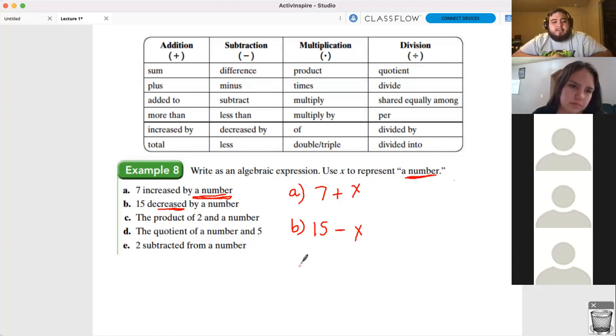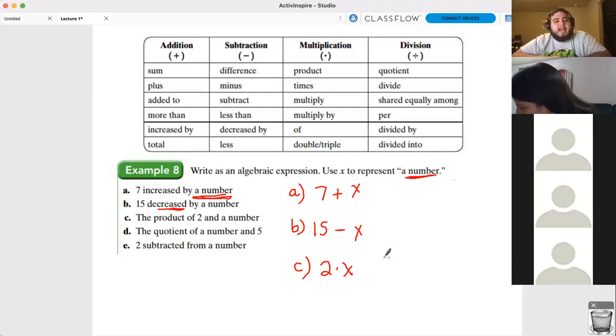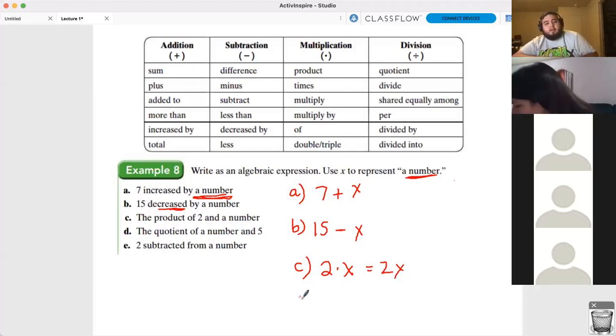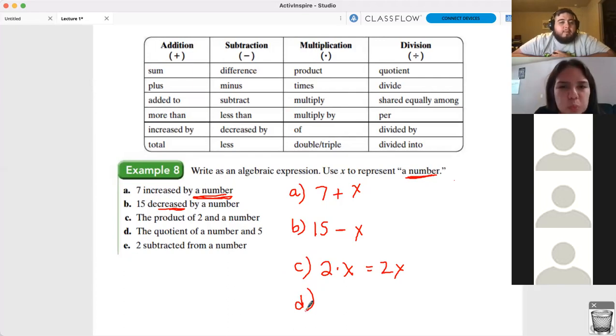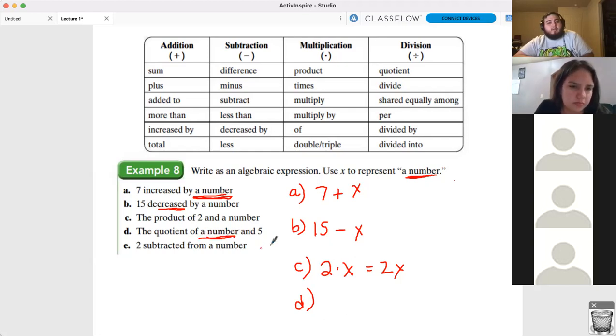Let's look at C. What does C say? The product of 2 and a number. So product is what operation? Multiplication. So it'll be 2 times a number. A number is X. 2 times X is the same thing as 2X. All right. D, the quotient of a number and 5. What operation is quotient? Divide. So what's first though? A number, right? So it'll be X divided by 5 or X over 5.